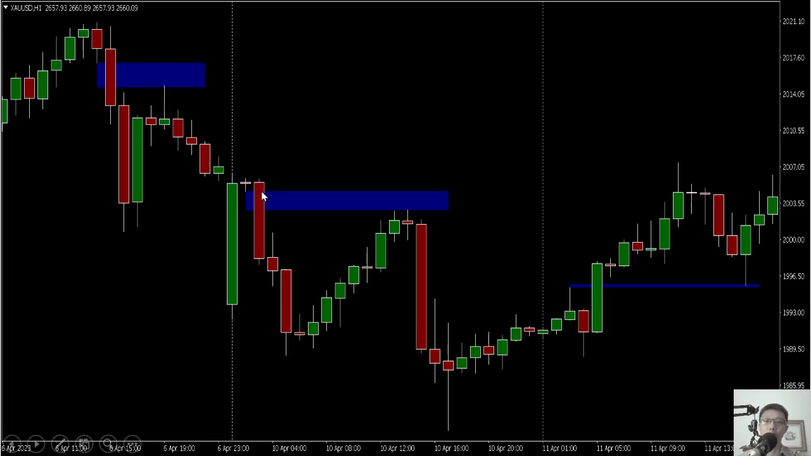This one too. After sellers push the price very strongly, there is a gap here because this high didn't touch this low.